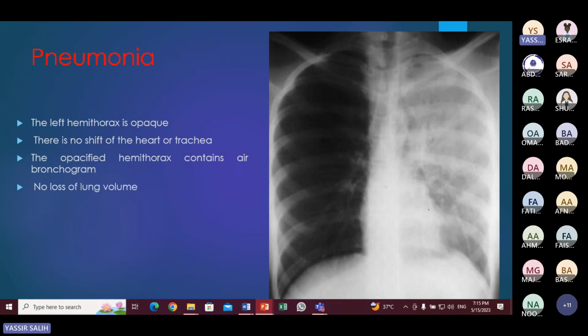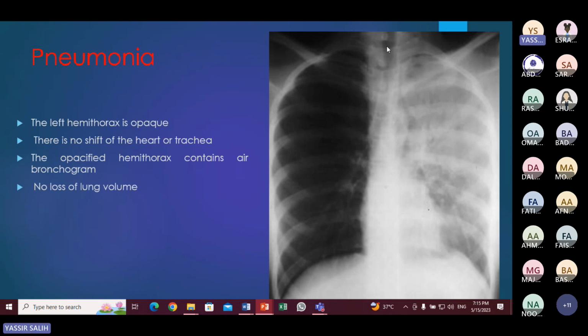في أي واحدة من الكوزز دي causing increased opacity اللي هو بيسموها opaque hemithorax. Opaque يعني بقت بيضاء. This is a normal, المفروض يكون loosened like this. لكن this side becomes opaque hemithorax. طيب to differentiate between these causes احنا عندنا signs معينة depend on it.